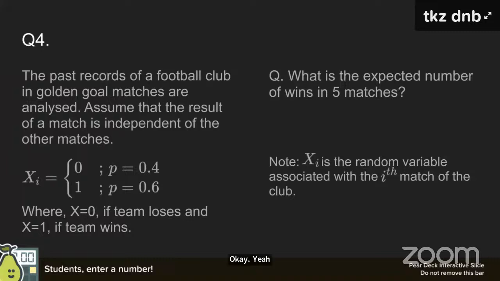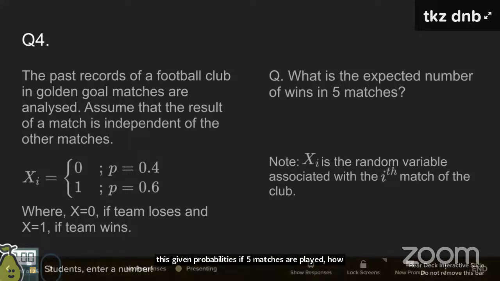So let's go to the next question. The past records of a football club in the golden goal matches are analyzed. Assume that the result of a match is independent of other matches, where xi can take value 0 with probability 0.4 and 1 with probability 0.6. Here x is equal to 0 if the team loses and x is equal to 1 means the team wins. What is the expected number of wins in 5 matches? So we have to calculate it with these given probabilities. If 5 matches are played, how many matches can be won? Expected number of wins in the 5 matches.